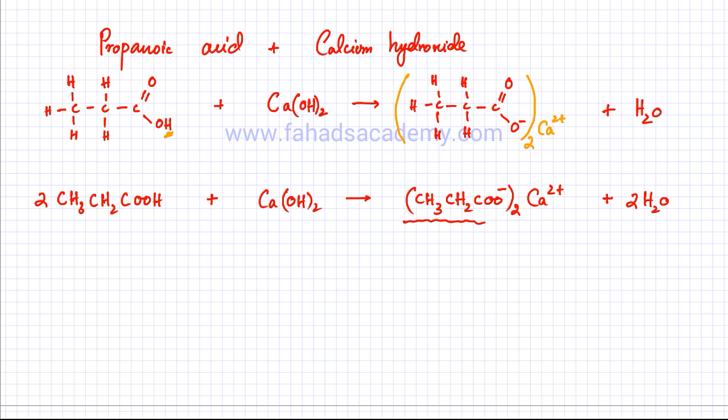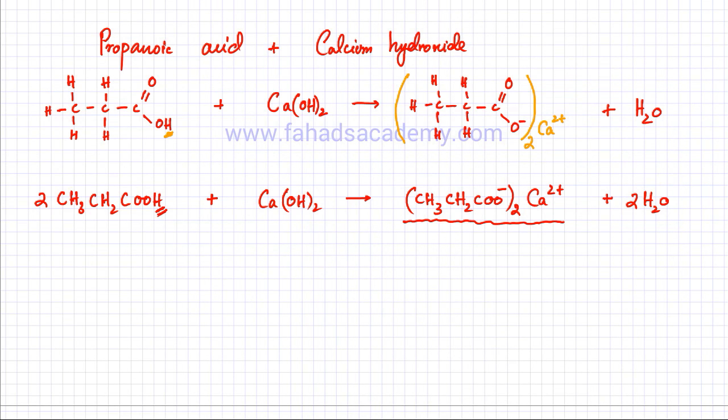So remember, you need to balance out the charges if the charges are unequal, and remember, it's the H at the end that is always replaced by a metal or an ammonium ion. The name of this salt is going to be, because it's made from propanoic acid, propanoate, and calcium is the metal, so it's going to be calcium propanoate, and that is your salt in this case.